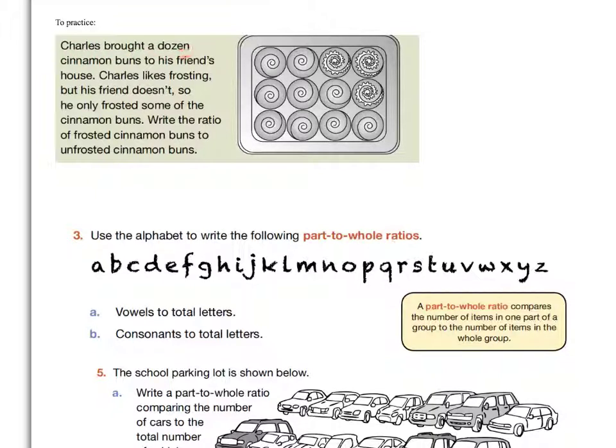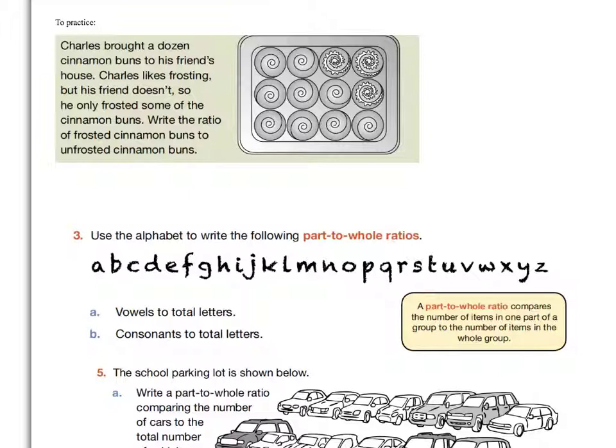Charles brought a dozen cinnamon buns to his friend's house. A dozen, remember, is 12. We can actually see that from the picture. Charles likes frosting, but his friend does not. So he only frosted some of the cinnamon buns. These would be the frosted ones. Write the ratio of frosted cinnamon buns to unfrosted cinnamon buns. Go ahead and press pause and do that now.